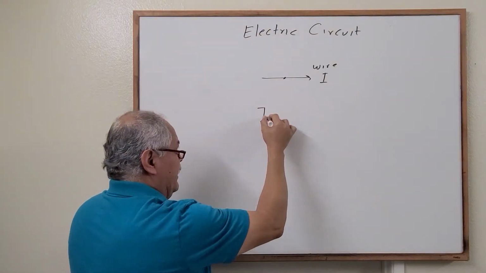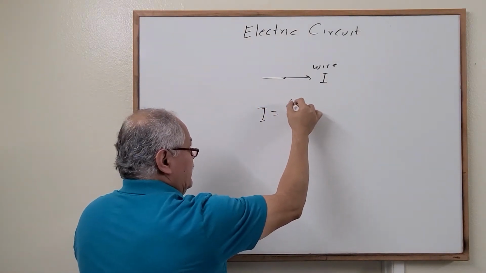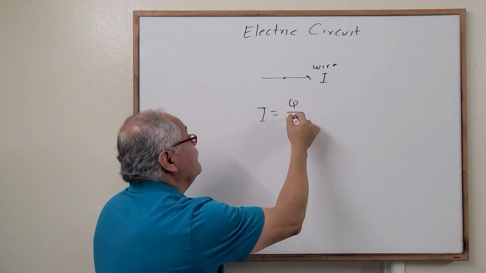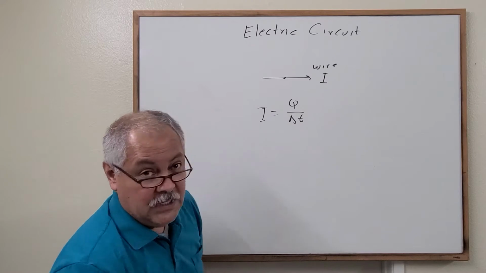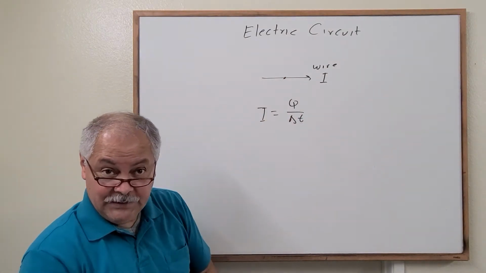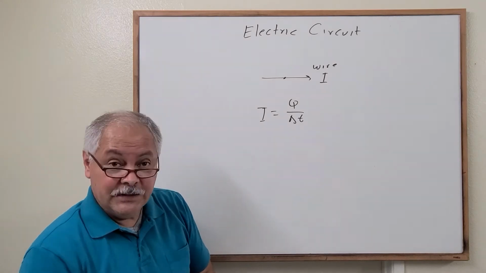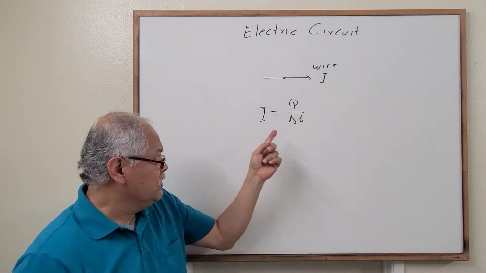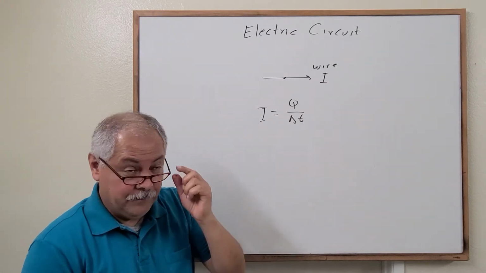Current is defined as the charge, that's the symbol for charge, Q, divided by the time, right? How much charge per unit time is crossing this reference point. And that's current. Actually, it says the average current because the time is long, so the current is average current. Great.